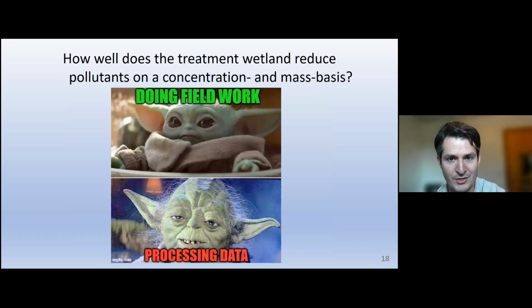So, first research question: how does the wetland reduce pollutants on a concentration and mass basis? This is sort of how I started the project, having fun in the field, collecting samples, running around, bright-eyed, and then I have hundreds of data points to sift through and try to make sense of and answer these questions. And that's sort of how I looked at the end of it.